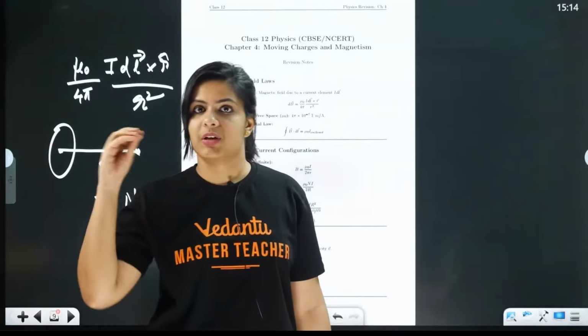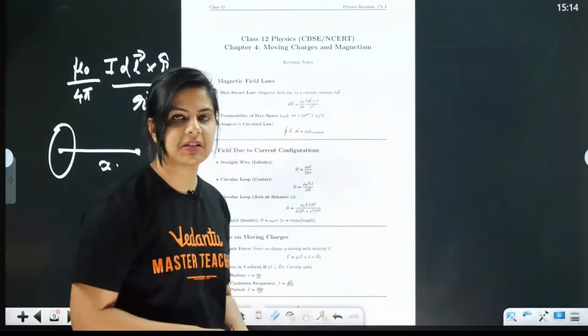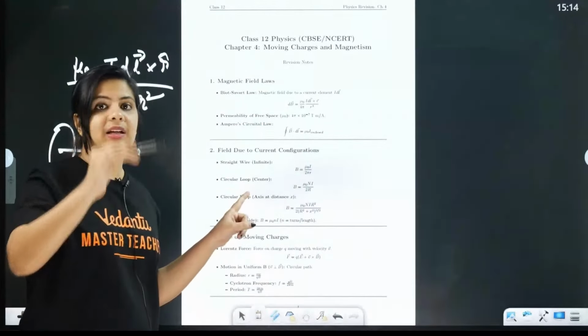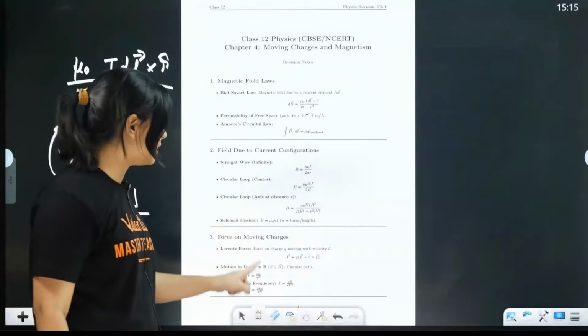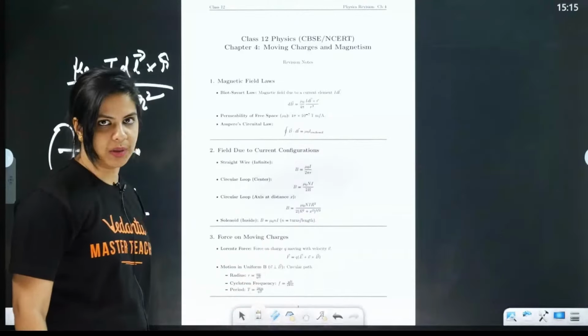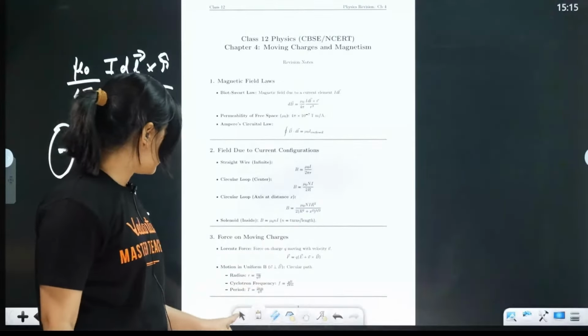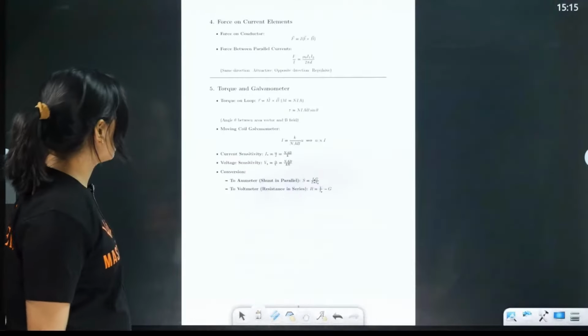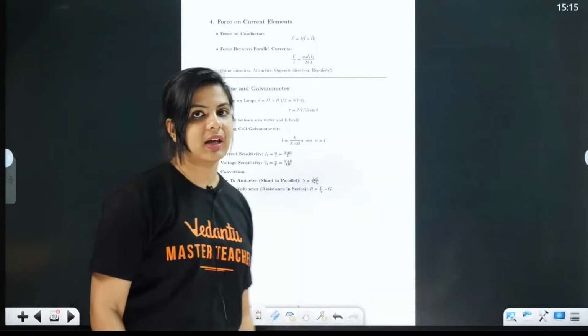Next one, let us say you are projecting perpendicular to the field. Then it will exhibit a circular motion, and the radius of the circular motion is mv by qB. Understood?